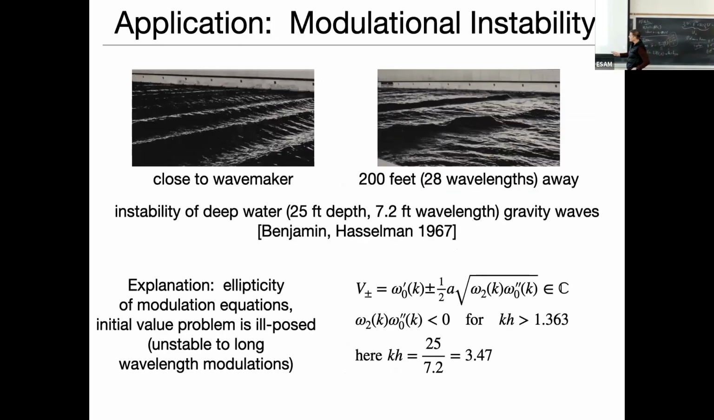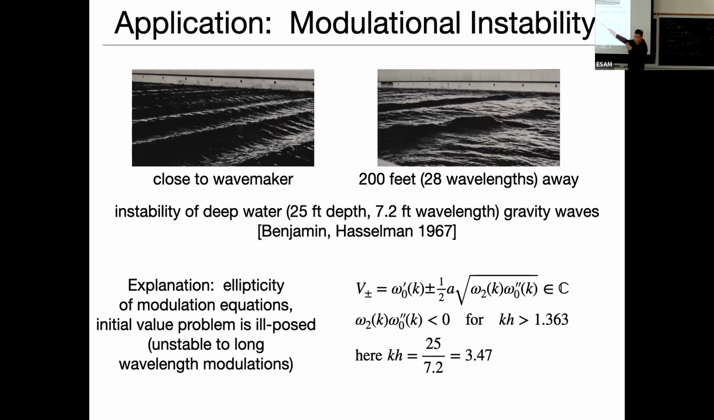So I mentioned that these need to be real for hyperbolicity. What happens when they're not? Right? So if we get a complex characteristic velocity, then the system becomes elliptic. And the initial value problem is ill-posed, right? It's unstable to long wavelength modulations. And it turned out that this was a big deal back in the 60s. This is the first time it was observed.